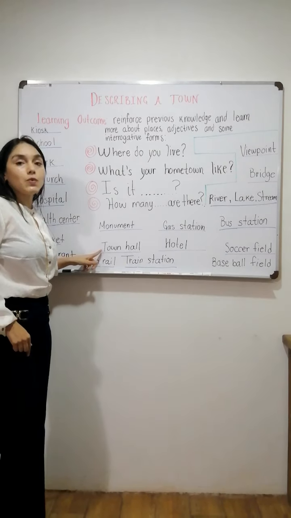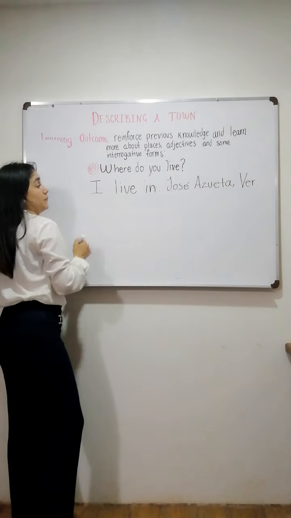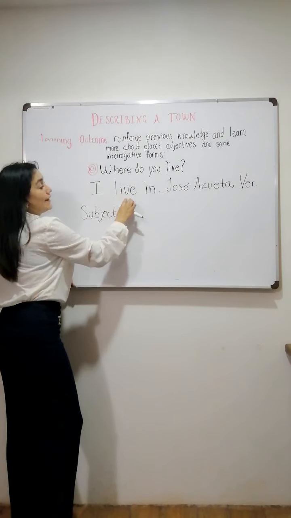Just remember the basic structure. First, you have the subject. Then you need the verb. What's the verb? In this case, the verb is live. Remember, you need to conjugate the verb, and it's a regular verb. And then we need the complement. And what's the complement? In this case, we're using the different places, the place where you live.